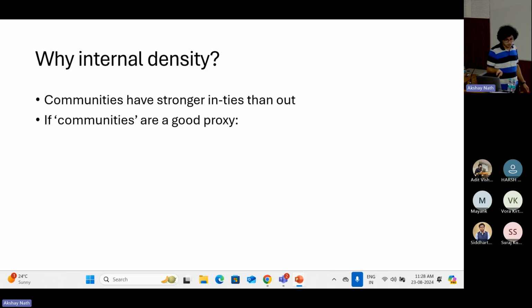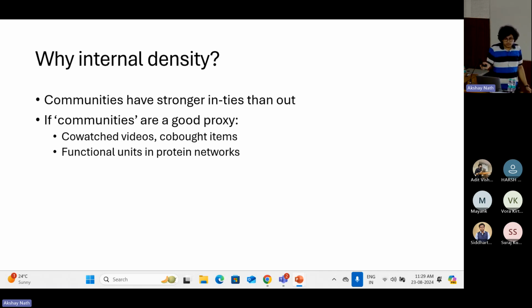looking for density-based things gives you good results. So if you go on YouTube and look at co-watched videos, you can get a cluster of co-watched videos by looking for internal density. You can find co-bought items on an e-commerce catalog using this. If you look at biological networks, functional protein units have very high internal density. They form a single unit and are internally very well connected. And in financial networks, people use these as primitives for fraud detection and anomaly detection procedures.